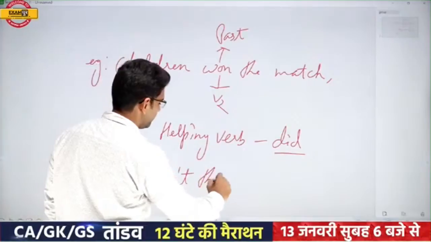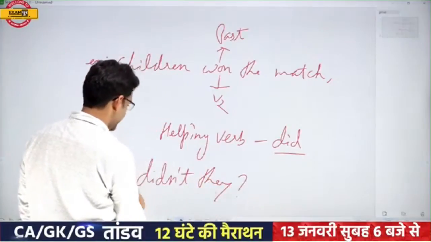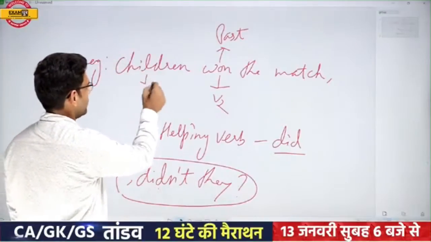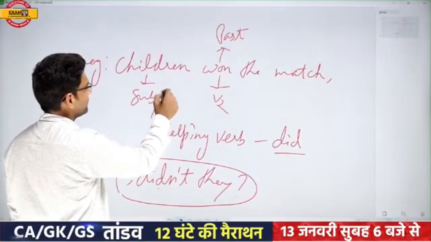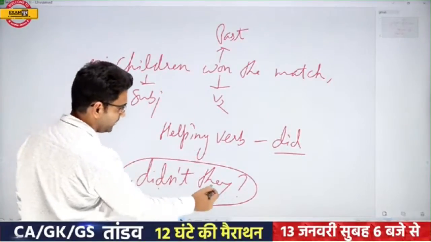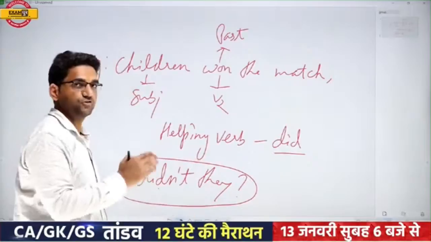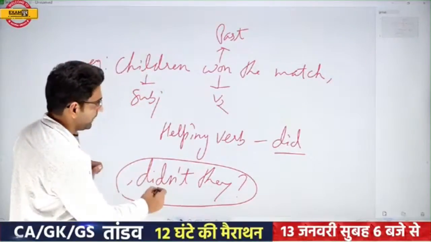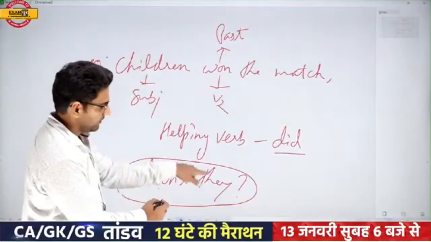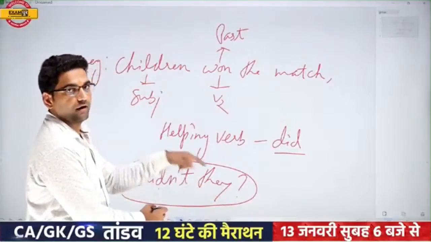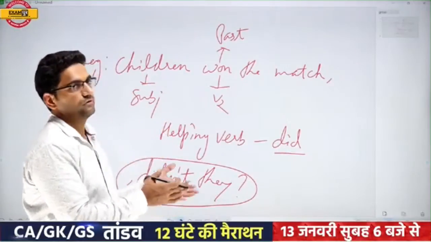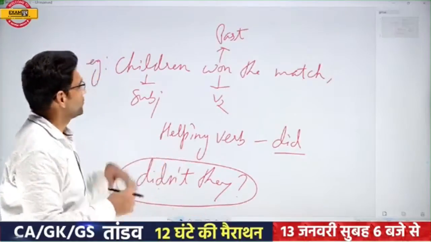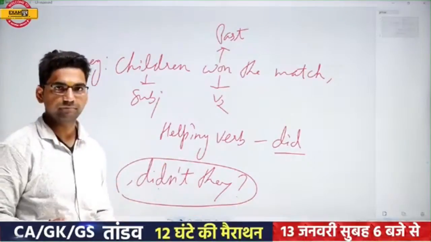So with the help of tense, we get our helping verb did, and with the help of subject, children is the subject, we got our pronoun they, because we use the pronoun they for children. All right, so tenses help us to get the helping verb and the subject helps us to get the correct pronoun, and question tags have opposite relation with the sentence. That's it. This is how you use it. So children won the match, didn't they?